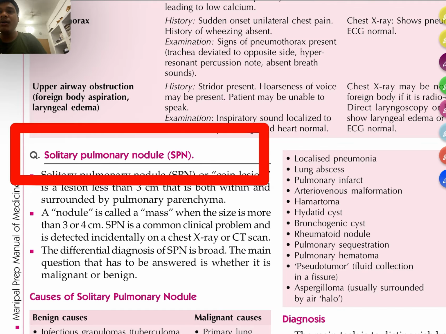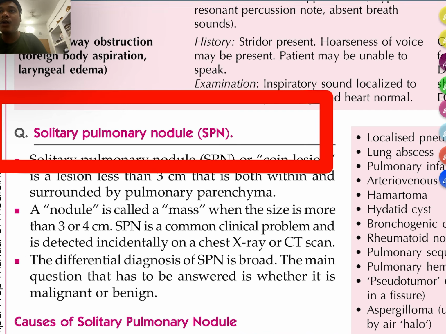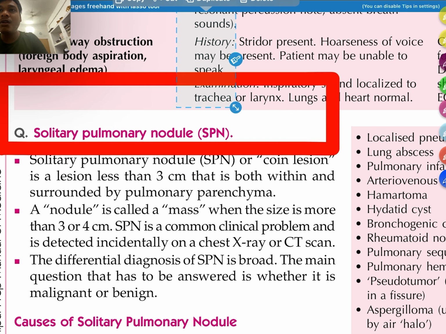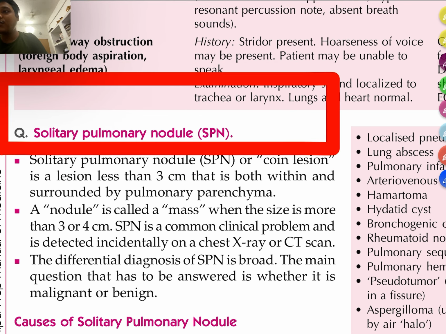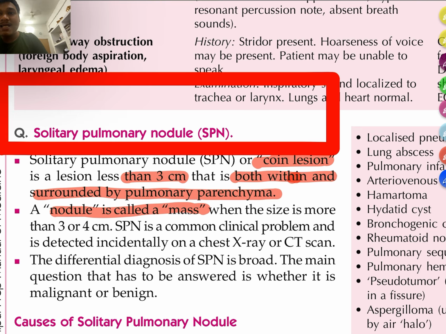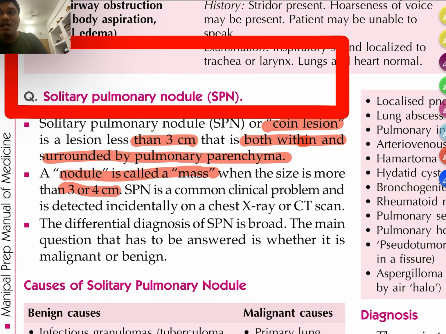Okay, this is all about that. The next topic is: what is a solitary pulmonary nodule? It's one of the simplest topics. Let's study. It is just a coin-like lesion, less than 3 centimeters in size, present within and surrounding the pulmonary parenchyma. If larger, it is called a mass, with a size of around 3 to 4 centimeters. It is a common clinical problem detected incidentally on chest X-ray as well as CT scan.